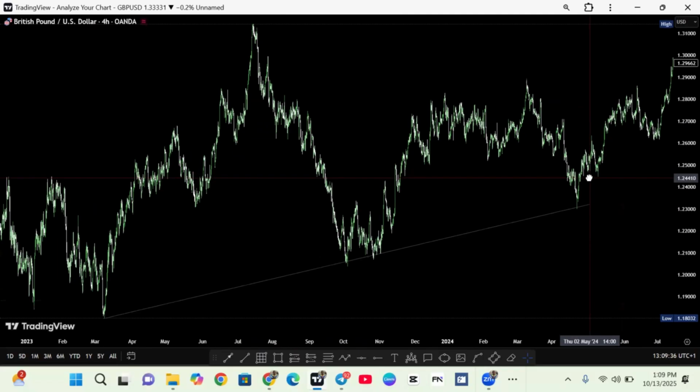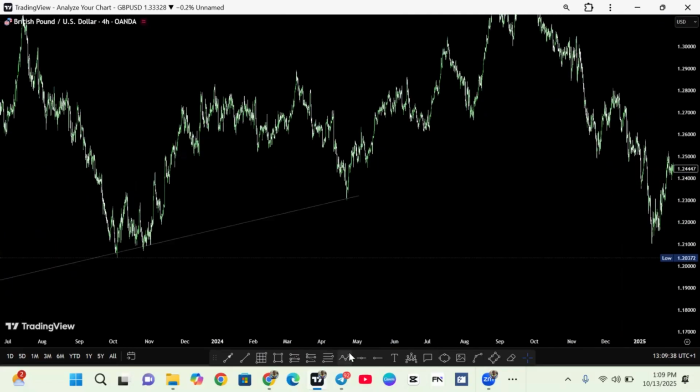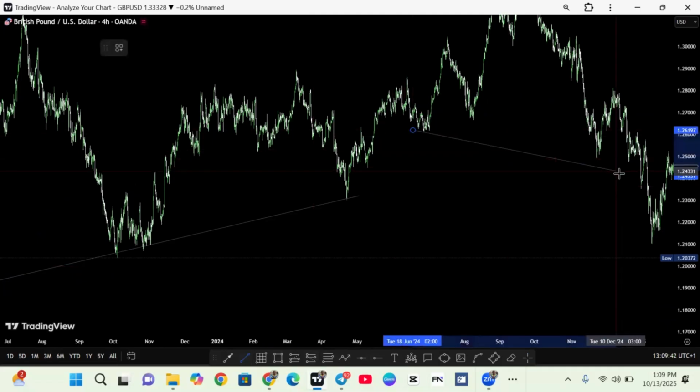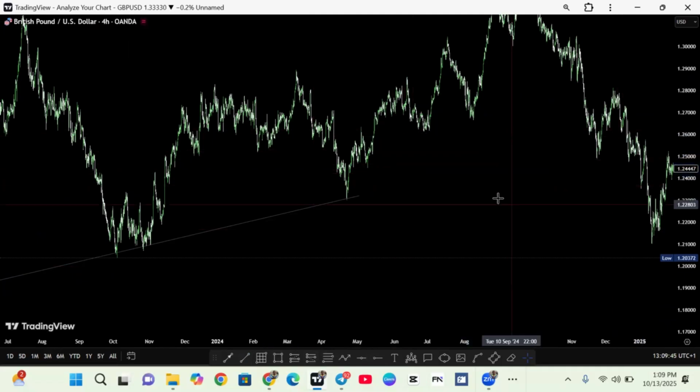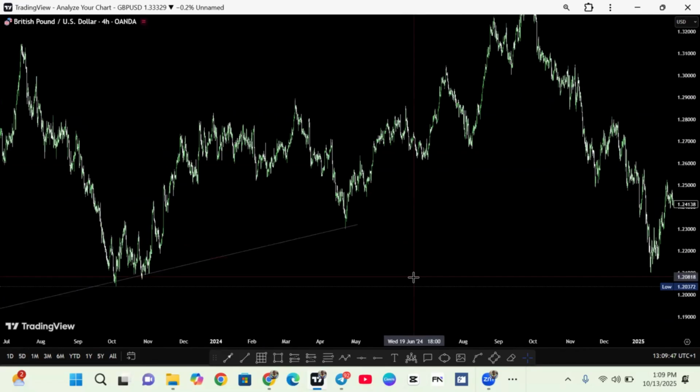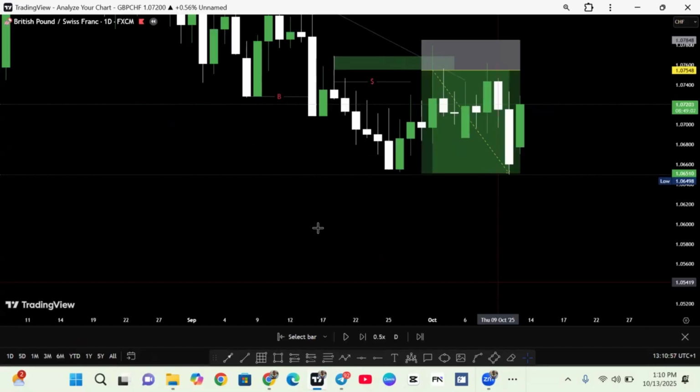So this is just how to use trend line. You don't just draw a trend line like this just because you see market going up. No, there is a certain way you need to draw a trend line. So guys, let's move back to my trade.